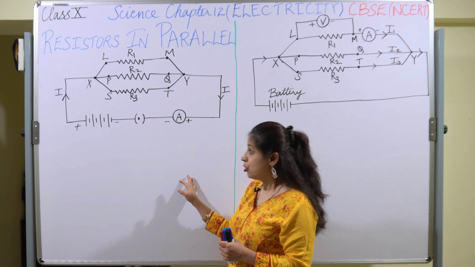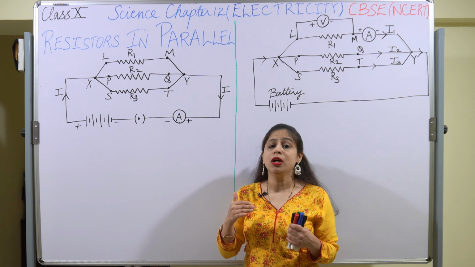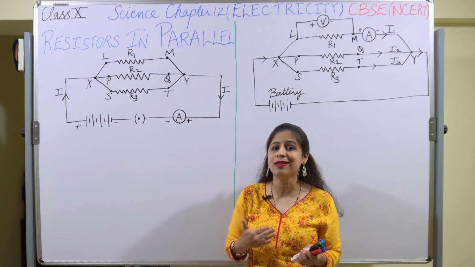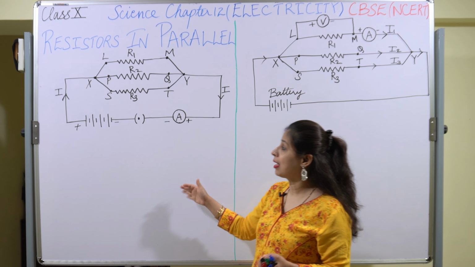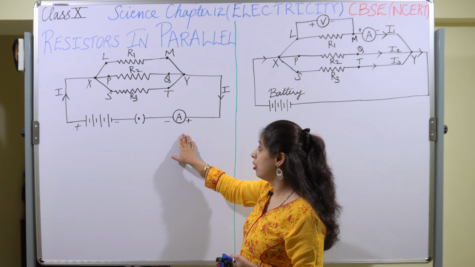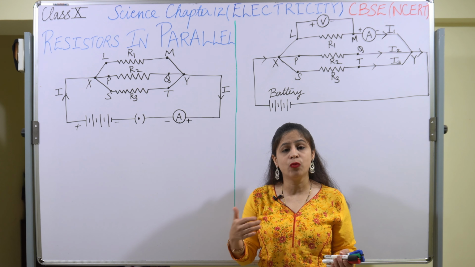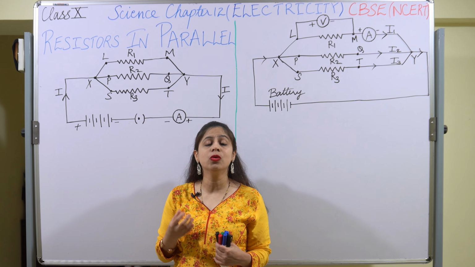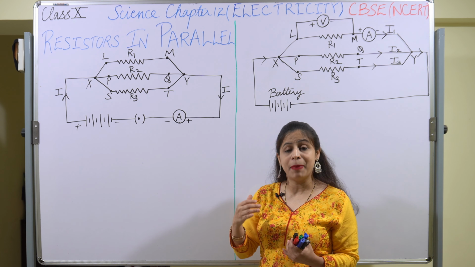connection. Okay, so for understanding the concept of parallel connection, another activity is given in the NCERT book. Let us recall that activity. So in this activity, again they have taken a battery, a key, an ammeter and three resistors. So we will be dealing with the ammeter and voltmeter, and we will be checking how the ammeter reading changes, how the voltmeter reading changes when the resistors are connected in parallel.